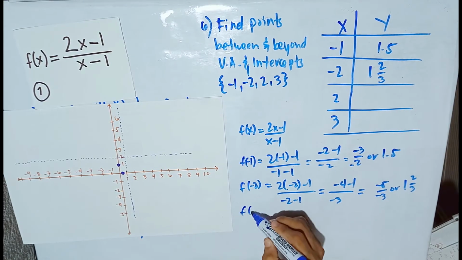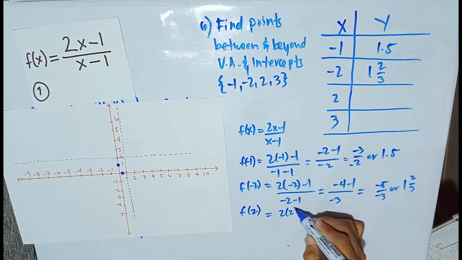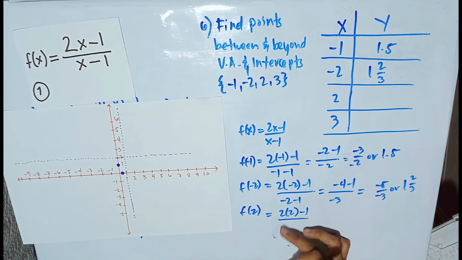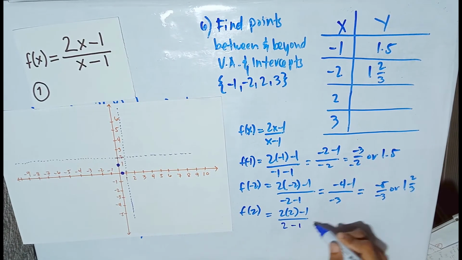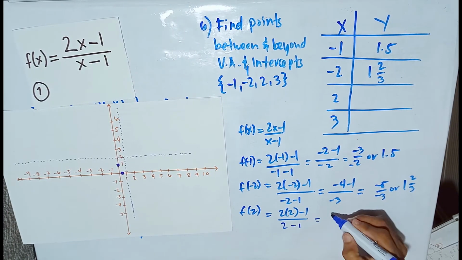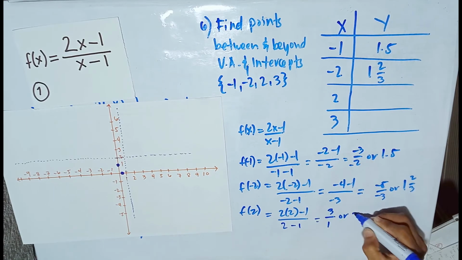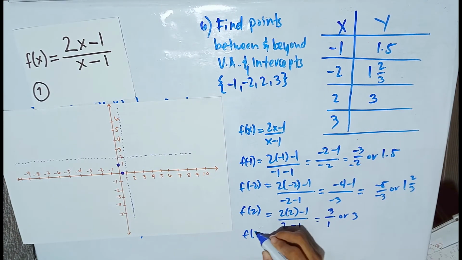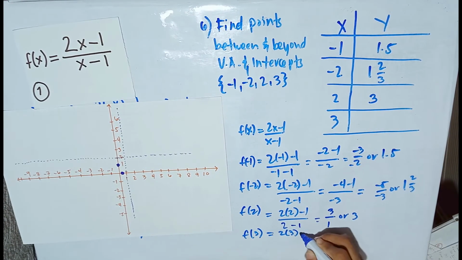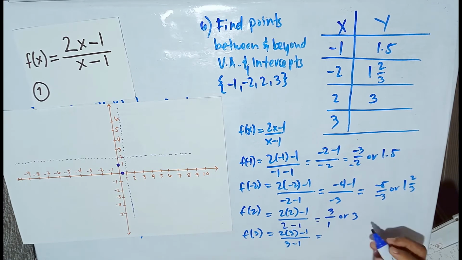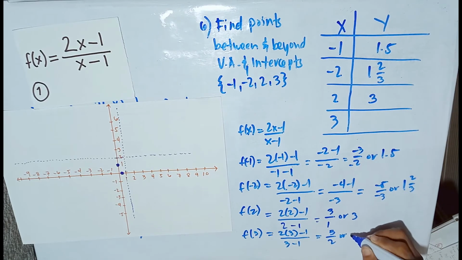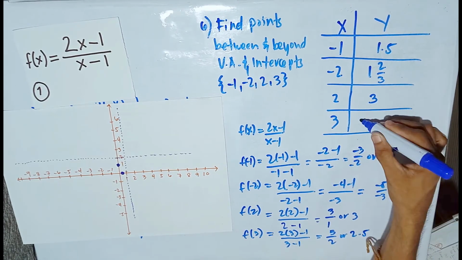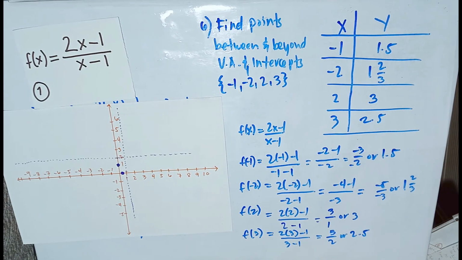Next we have f of 2. We have 2 times 2 minus 1 all over positive 2 minus 1 is equal to 4 minus 1, we have 3 over 1 or it's just simply 3. And next f of 3. We have f of 3, 2 times 3 minus 1 all over 3 minus 1. So we have f of 3 is equal to, sa numerator meron tayong 5 over 2 or simply 2.5. So now we can graph the function.